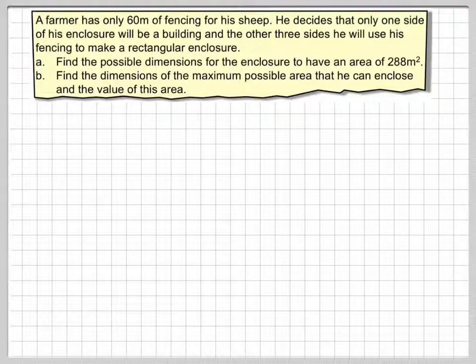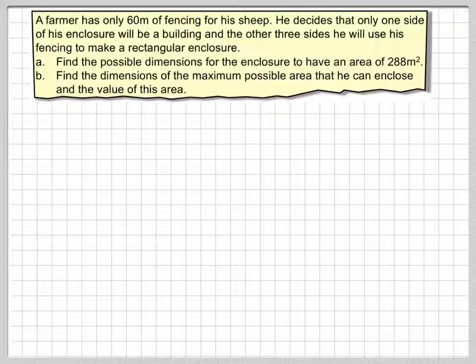Okay, in this video we're going to draw a graph of a quadratic in order to solve a practical problem. So it says a farmer has only 60 meters of fencing for his sheep. He decides that only one side of his enclosure will be a building, and the other three sides he will use his fencing to make a rectangular enclosure. A. Find the possible dimensions of the enclosure to have an area of 288 meters squared. B. Find the dimensions of the maximum possible area that he can enclose and the value of this area.